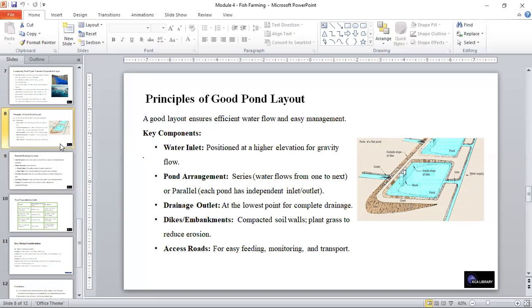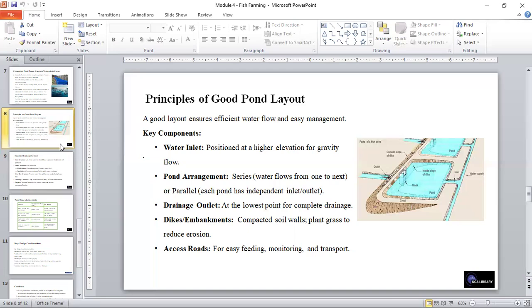And concerning pond arrangement, it could be series or it could be parallel. For series, water flows from one to the next, and for parallel, each pond has independent inlet and or outlet. Drainage outlet, it is at the lowest point for complete drainage. Dikes and embankments, these are compacted soil walls. Plant grass to reduce erosion. If you plant grass, it helps to reduce erosion.